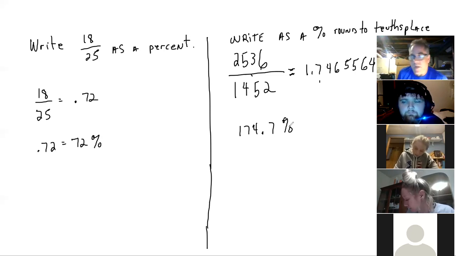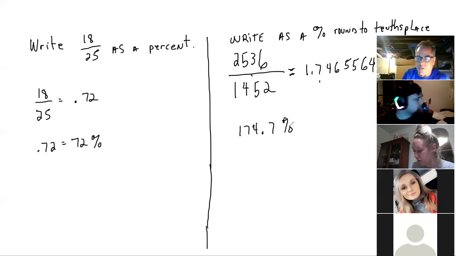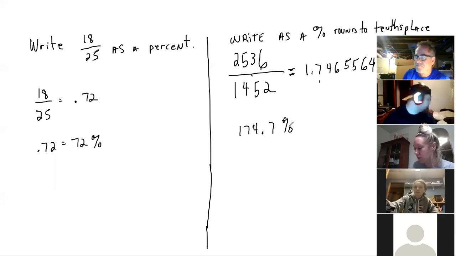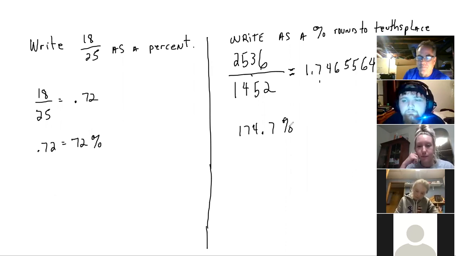But calculation wise, it's top divided by bottom. That gives you your decimal form. To put it in percentage form, move the decimal place to the right twice. And that is it. All right.